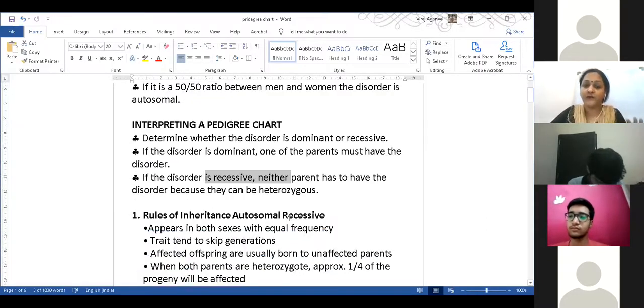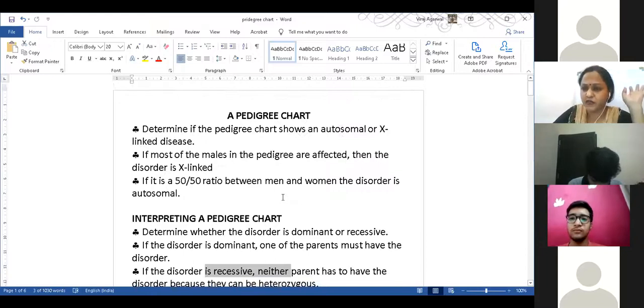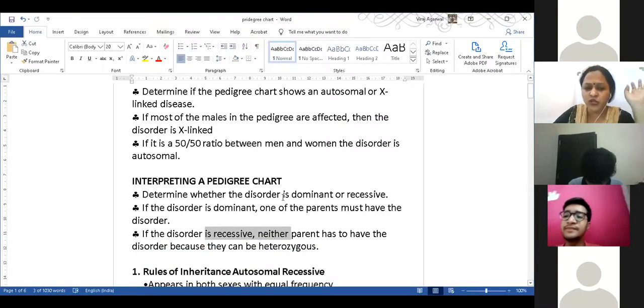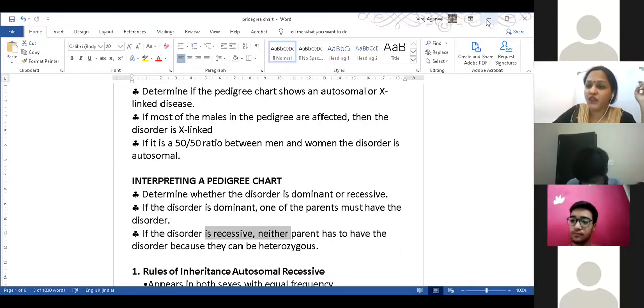Okay, got it? So this is how we interpret. We'll not go into that detail. I'll share this file with you. Otherwise, rules for inherited autosomal diseases need not go into details. With the help of these points only, you will be able to analyze. So let us do further. First of all, we'll study about the different types of disorders.